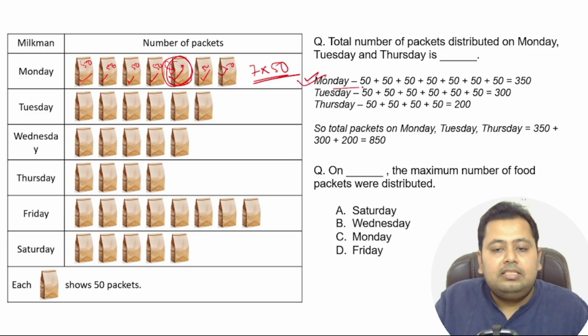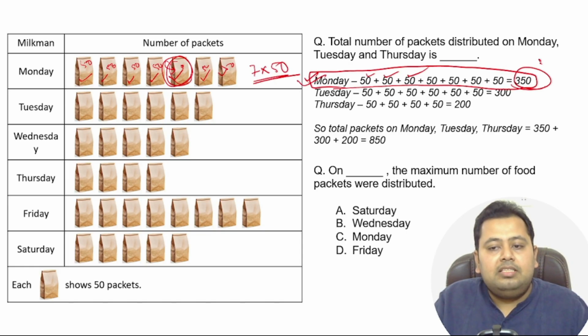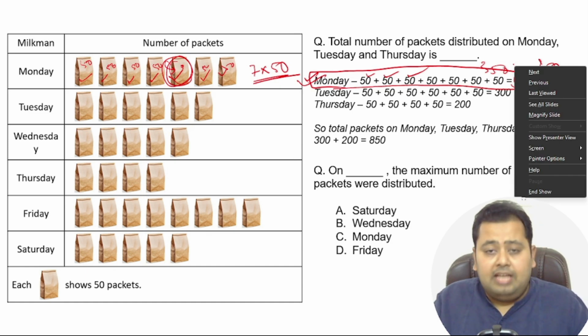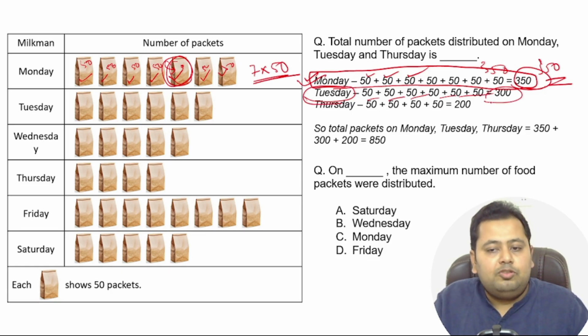you can just check for a Monday how many of these packets were distributed. So it is 50 plus 50 plus 50. If you do it 7 times, it is 350 packets that were distributed on a Monday. I'm sorry, I said sold. It's not sold, it's distributed, right? Similarly, if you do it for Tuesday, it's 50 plus 50 plus 50 plus 50 plus 50 plus 50, 6 times. So 300 packets were distributed on Tuesday.